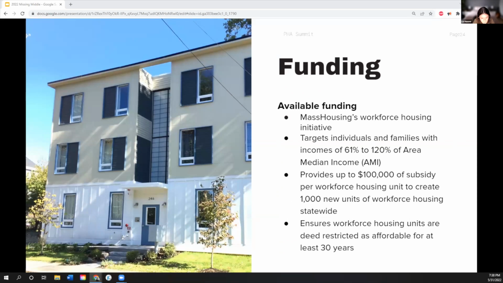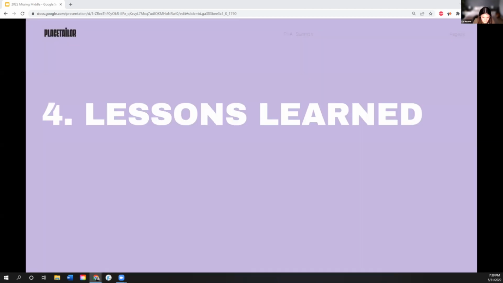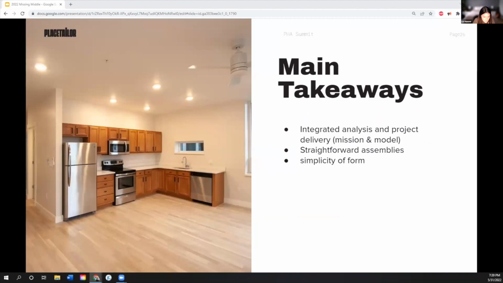And so the client did receive additional funding from MassHousing's Workforce Housing Initiative. And again, we had to target individuals and families with incomes of 61 to 120% of the area median income. And this incentive provided $100,000 per unit of workforce housing. So at the end of the project, we created 6 rent restricted units. And these are some of our main takeaways.